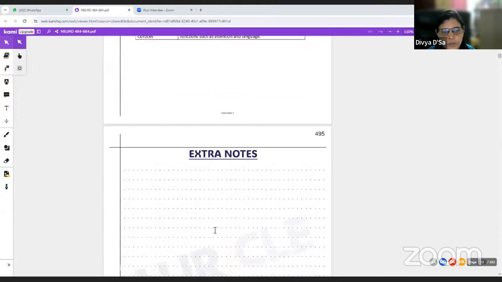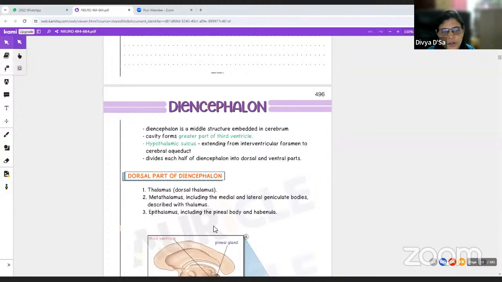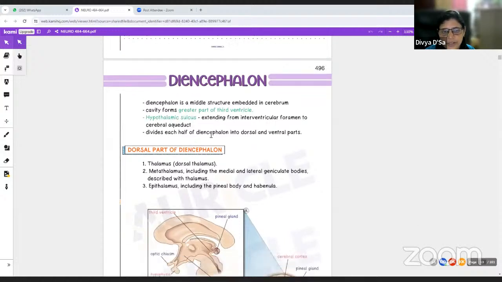Okay, we'll move on to this one. Diencephalon. The diencephalon is the middle structure embedded in the cerebrum. So basically this belongs to the cerebrum. That is, the prosencephalon divides into the telencephalon as well as the diencephalon part. So diencephalon is the middle structure there. The cavity formed here is the third ventricle.